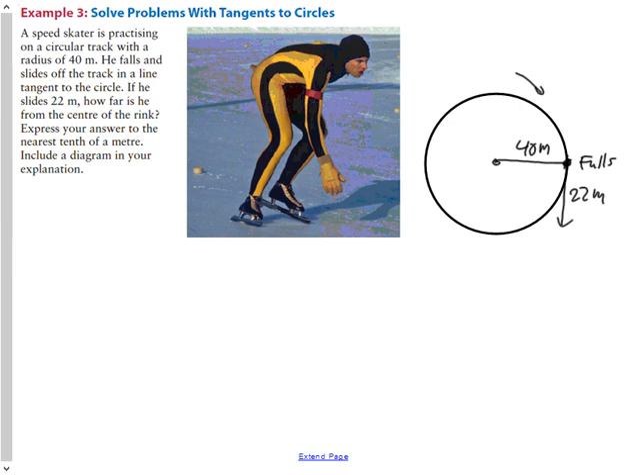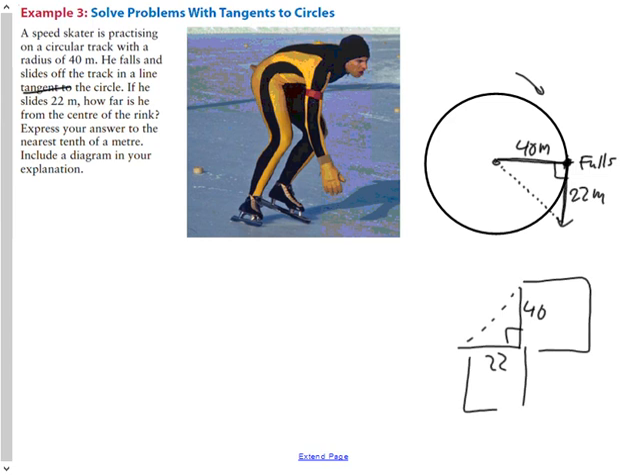How far is he from the center of the track? Well, since it's told us that he fell tangent to the circle, then when he fell, right there, I can put a 90-degree mark in. And now we have a leg, and the hypotenuse is the dotted line. There's my 90-degree angle. This is 40. This is 22.